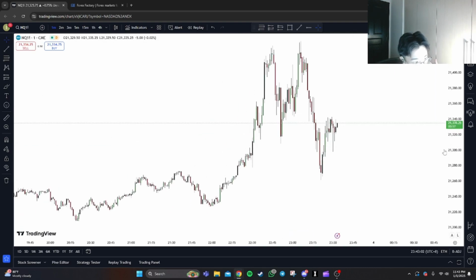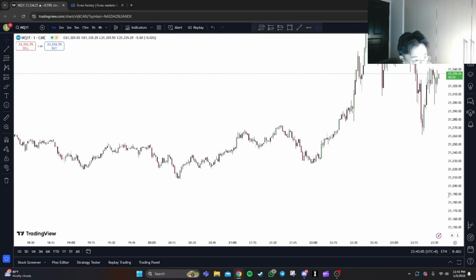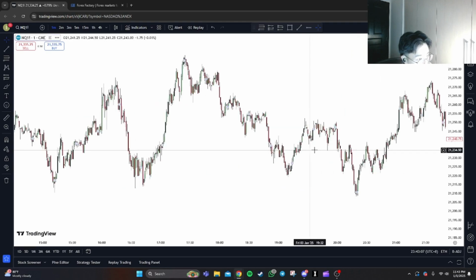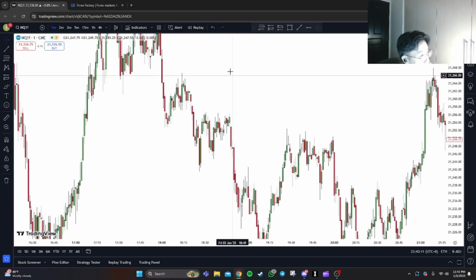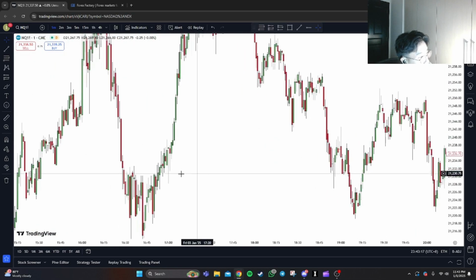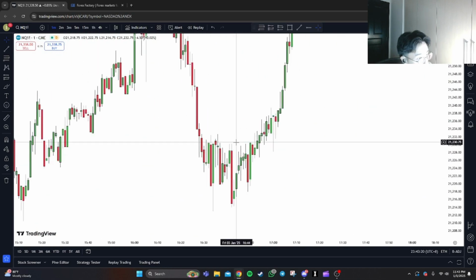Alright, next, equal highs and equal lows. So what are equal highs and equal lows? You're essentially just going to find 2 points on the chart which are in line with each other. It doesn't matter whether they're right next to each other or far apart. You're going to find either 2 swing highs or 2 swing lows that are equal. So this is an example right here.